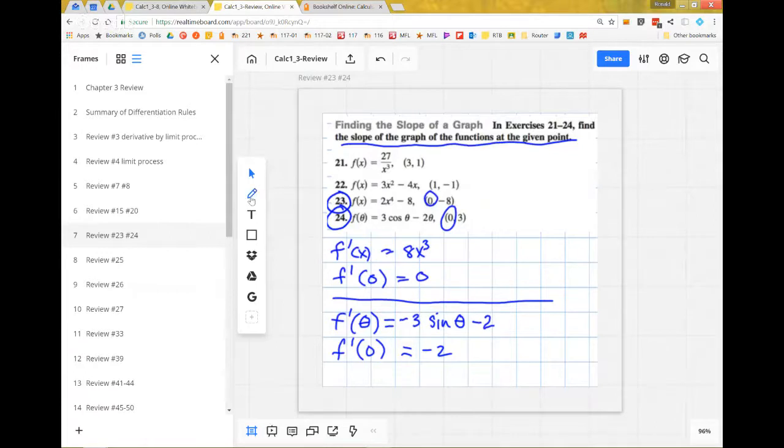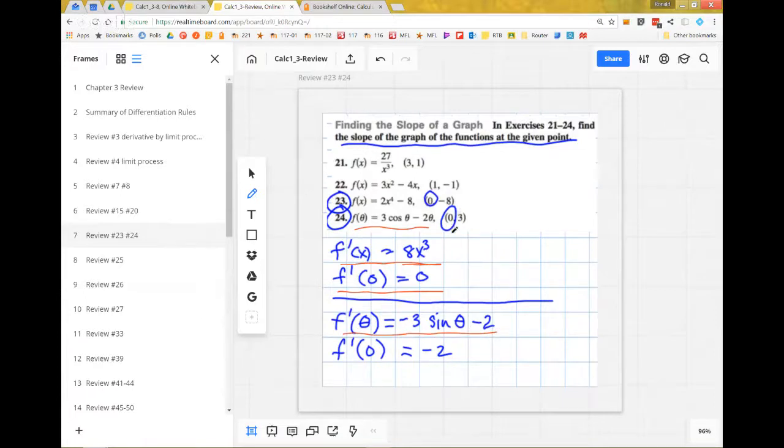So here is our general derivative. And then our specific derivative, what's f prime at 0? And you can see it's going to be 0. So in other words, there's a horizontal tangent there. Number 24, shortcut. What's the derivative of this? Well, derivative of the cosine is minus the sine, so that would be negative 3 sine theta. And the derivative of negative 2 theta is negative 2. So there's your general derivative.